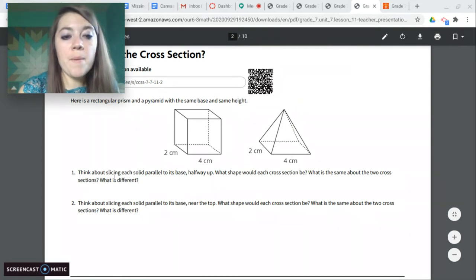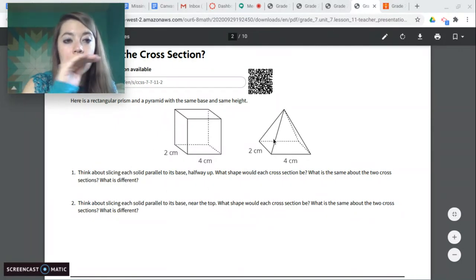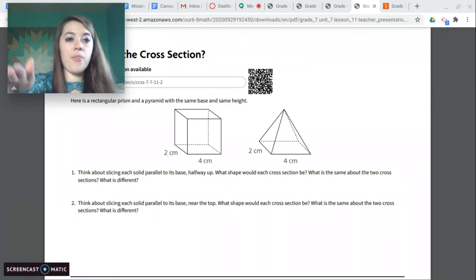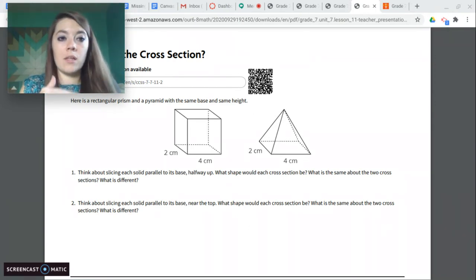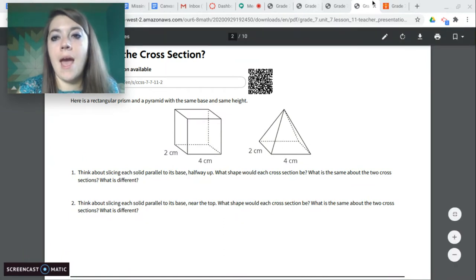So for number 1, think about slicing each solid parallel to its base, halfway up. What shape would each cross-section be? What is the same about the two cross-sections? What is different? So when we're talking about cross-sections, we're talking about if we cut through, what is it going to look like? What shape are we going to have?